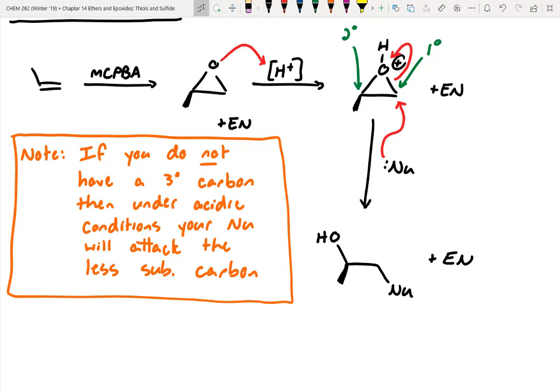Yep. So how would you get it attached to the secondary carbon in that situation? That's a good question. So if you wanted to attack the secondary carbon, you're really somewhat limited using this technique. We'd have to find an alternate synthesis to make that desired alcohol. Yep. All right. Let's take a look though.